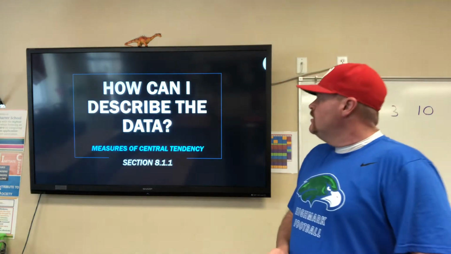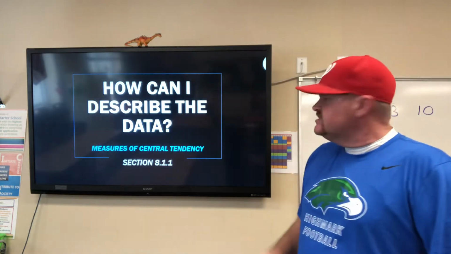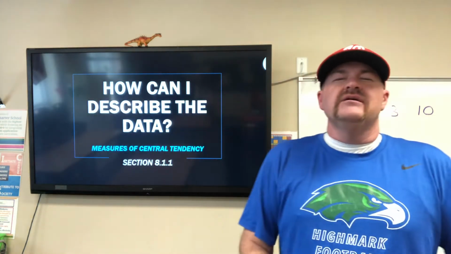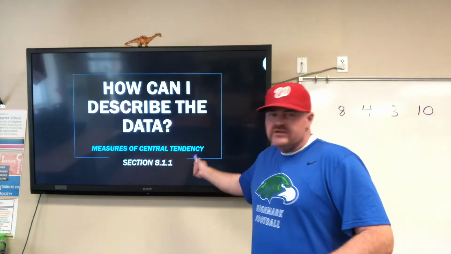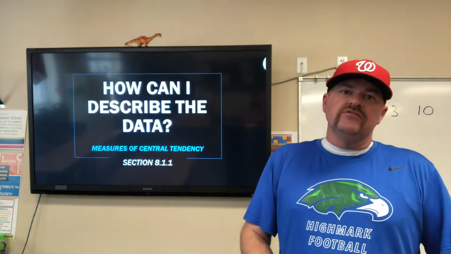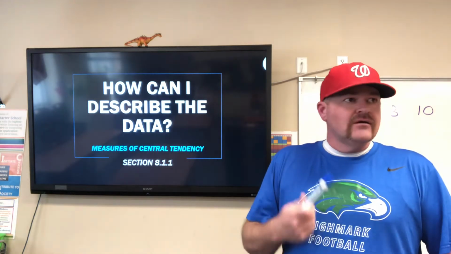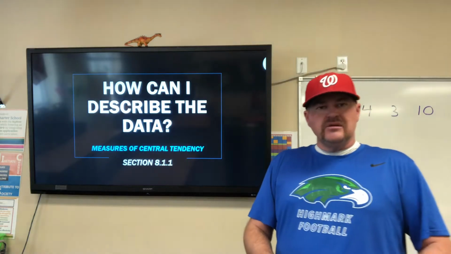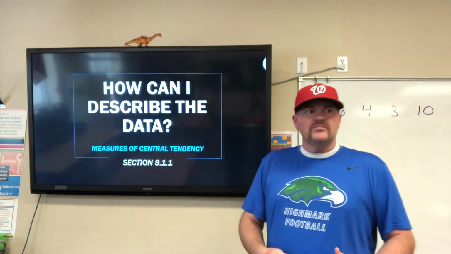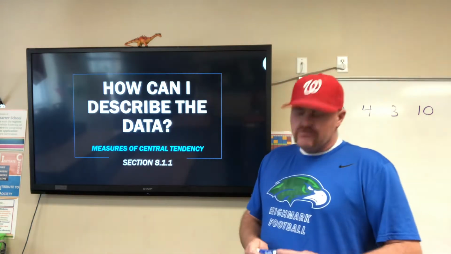So this is section 8.1.1, as you can see behind me. How can I describe the data? We're talking about measures of central tendency. This is stuff that a lot of you have been asking about for a while now. Mean, median, and range. You've been seeing that show up on your easy CBM quizzes that we've taken periodically. So next time you have those, you're going to have some background and you'll know how to solve those.